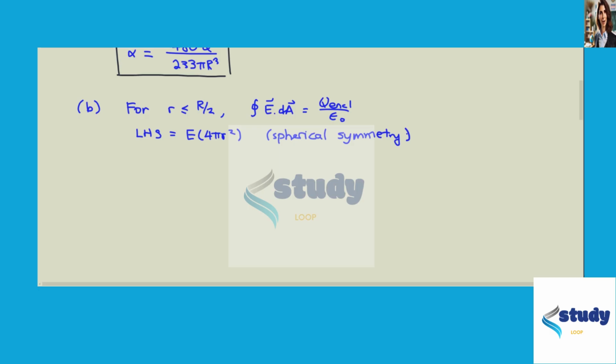And then the next task will be to find the charge enclosed. The charge enclosed will be the integral from 0 to small r of rho dV, but we are only interested in the region with 3 alpha r divided by 2R. This charge density only, because it's between 0 and R over 2.